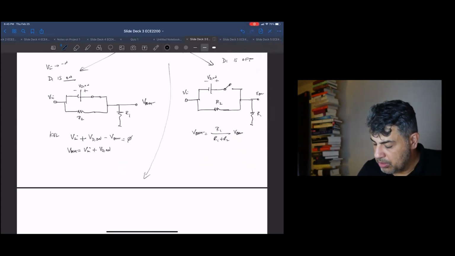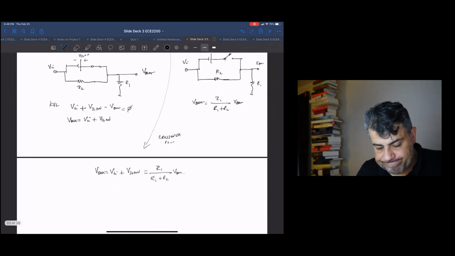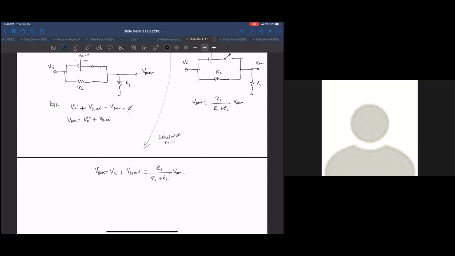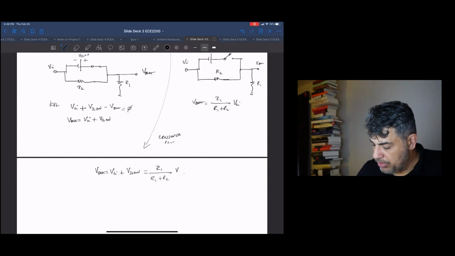Okay, so now the crossover point is these two equal to each other. So V out is equal to V in plus Vd on is equal to R1 over R1 plus R2 V in. Oh, sorry. I have too many V outs here. So this should be V in. Oh yeah, I was about to ask you on that. Okay, thank you. Like, why do we have so many V outs?